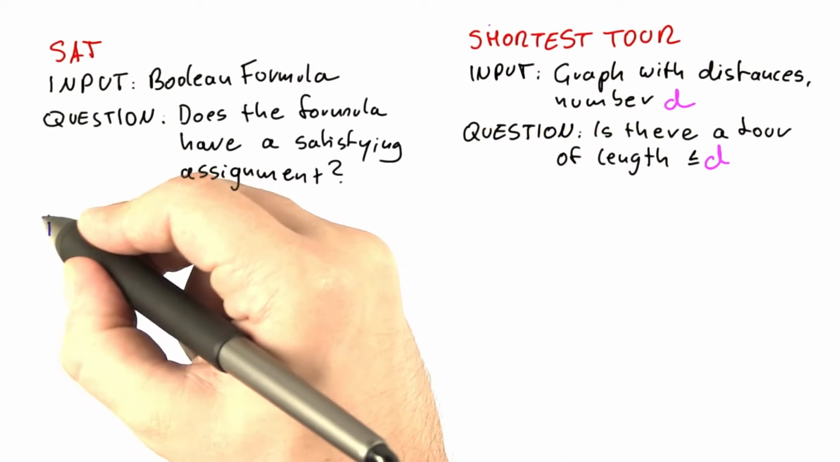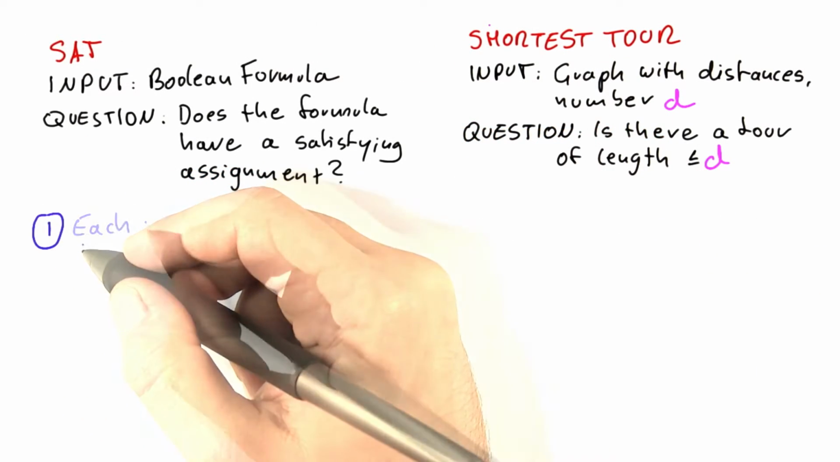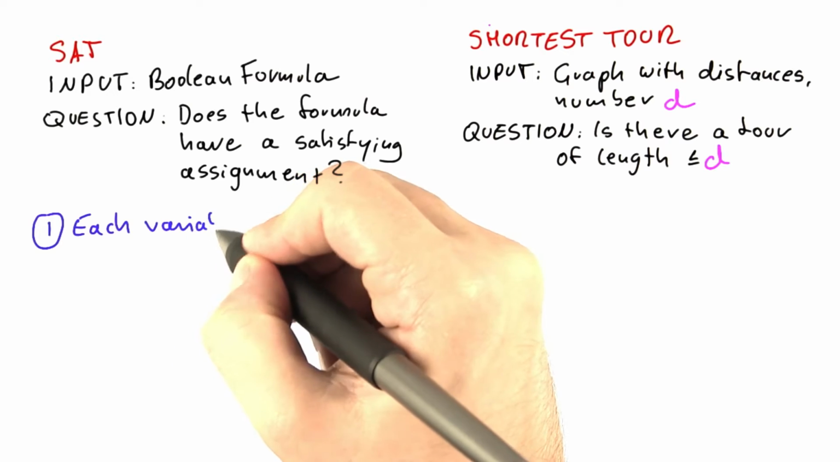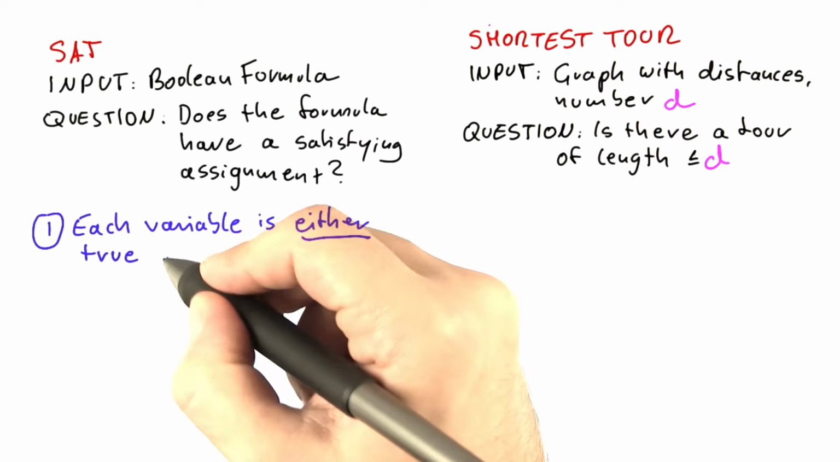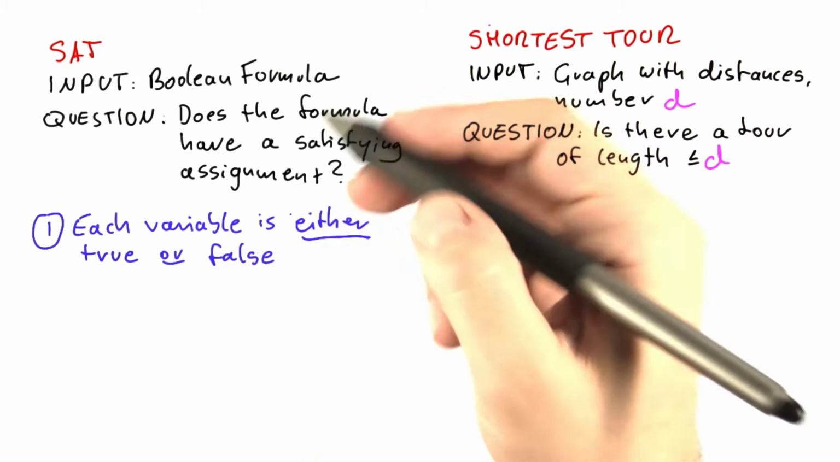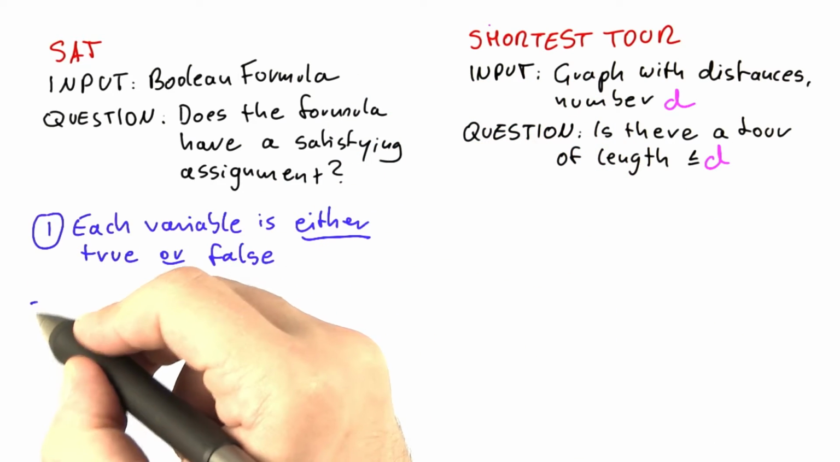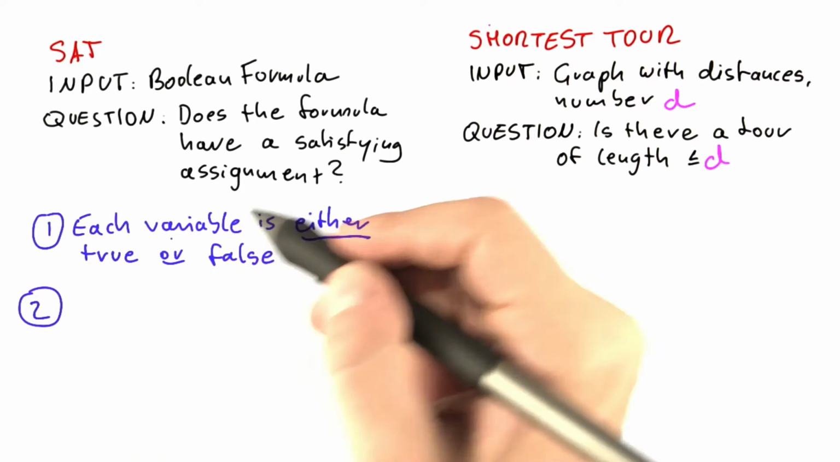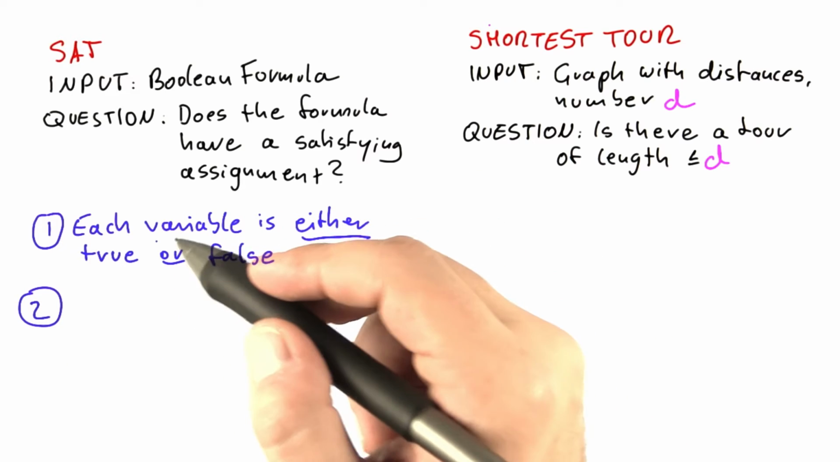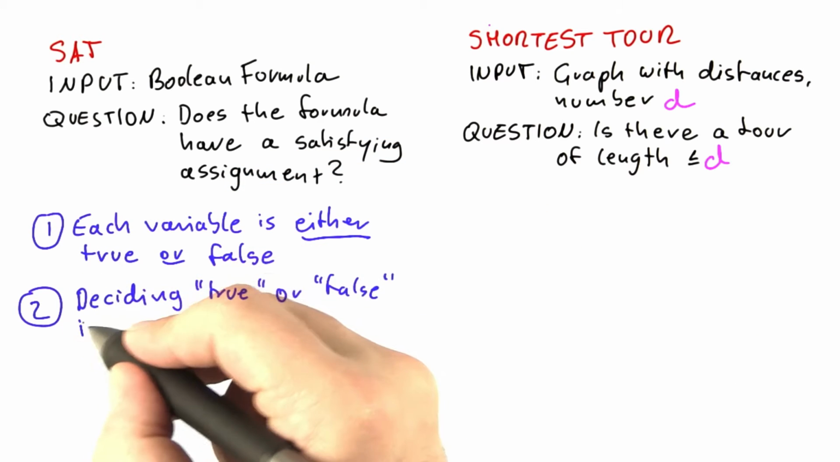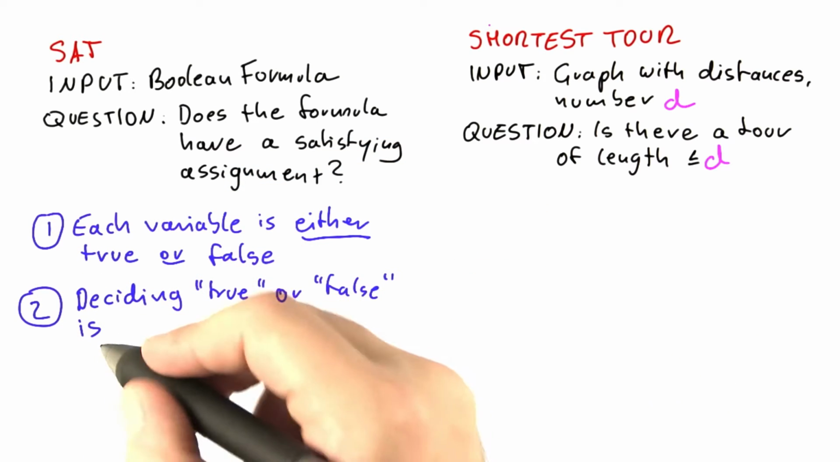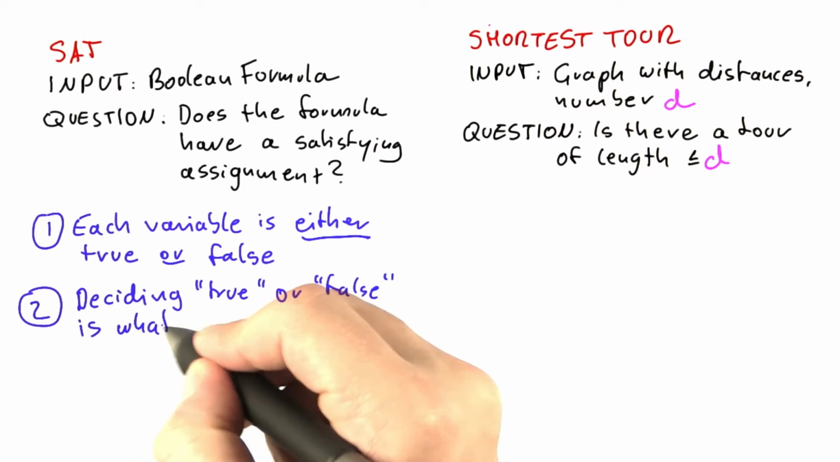So let's see. Properties of SAT. The first one is each variable is set to either true or false, but not both. So it's either true or false. And these are all trivial properties, but let's see if they help us. And actually, deciding whether a variable should be true or false is what makes this problem hard. So I can also write that down. Deciding this true or false for each variable is what makes SAT hard.